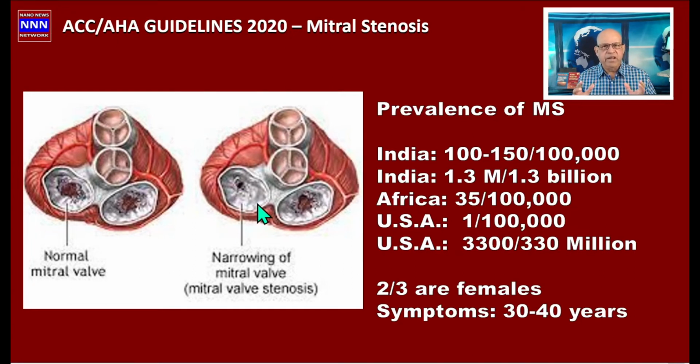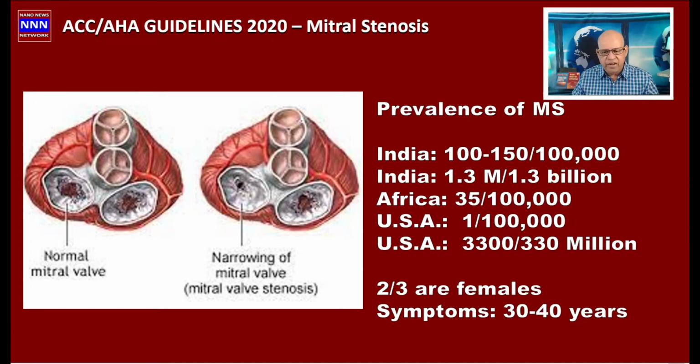How prevalent is mitral stenosis? Mitral stenosis is very prevalent in the eastern part of the world, especially India, China, and other eastern countries. In India, the incidence of rheumatic heart disease and mitral stenosis is to the tune of 100 to 150 cases per 100,000 population. Taking into account that India has 1.3 billion people, you can estimate there must be 1.3 million people with some degree of mitral stenosis and rheumatic heart disease.